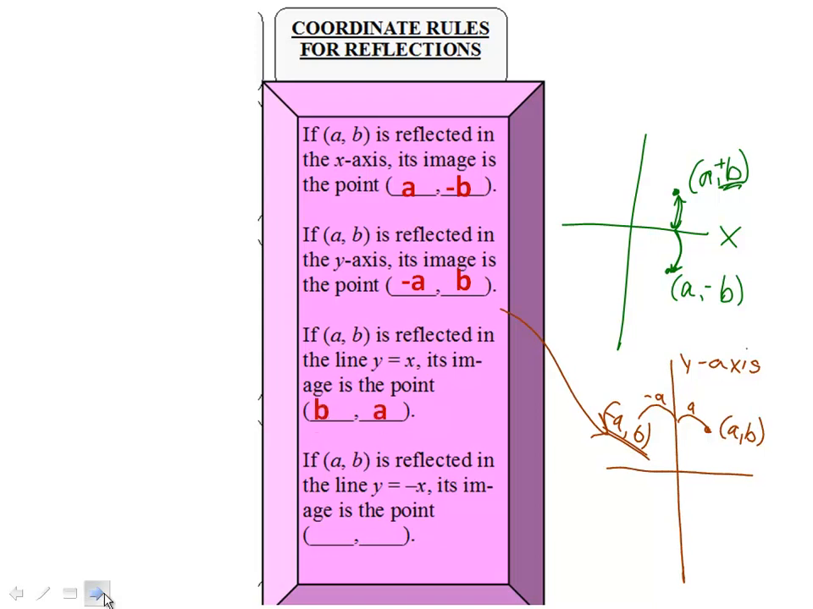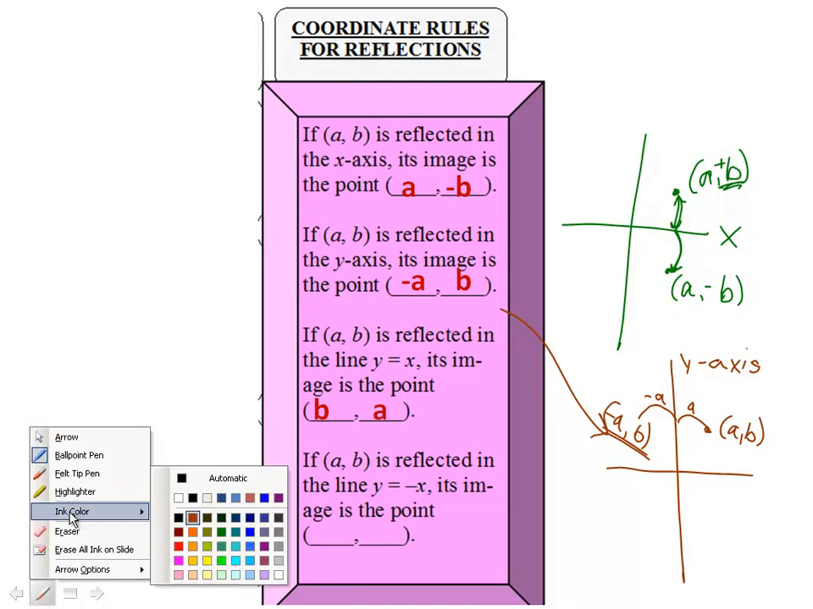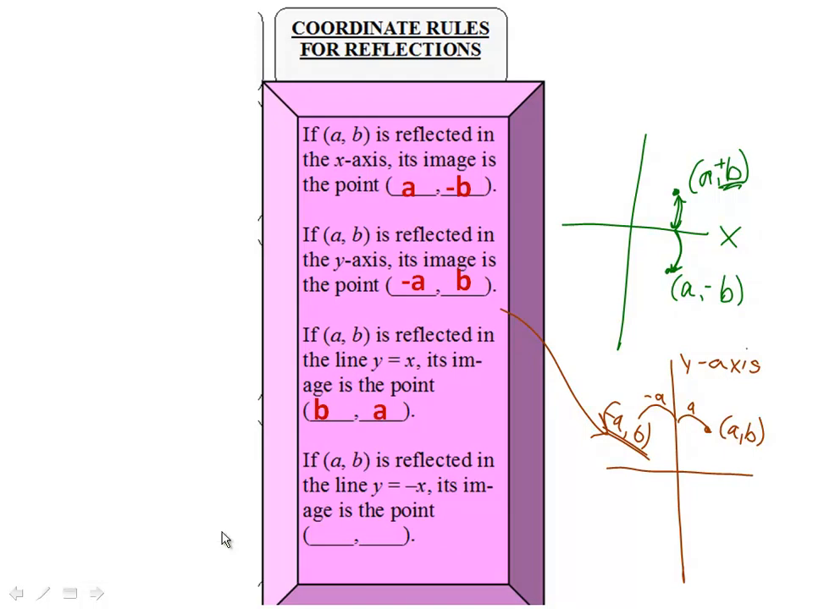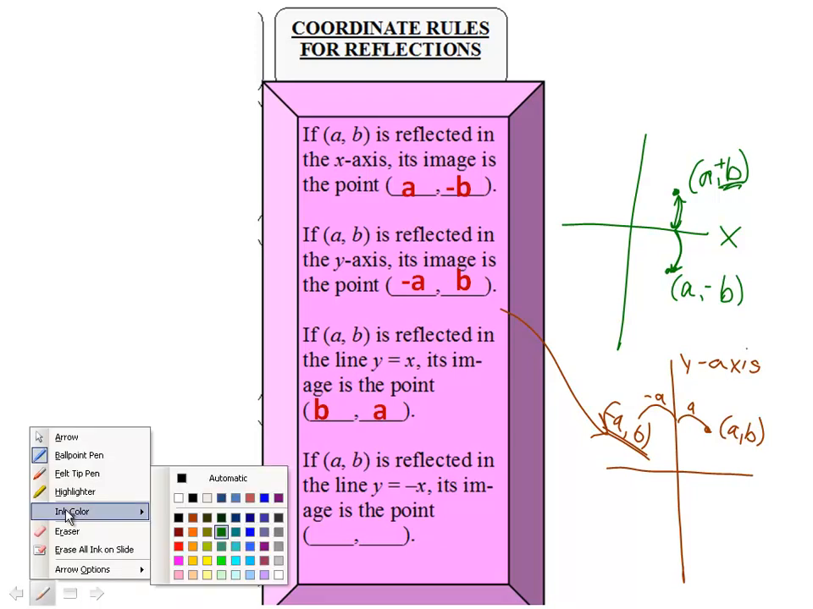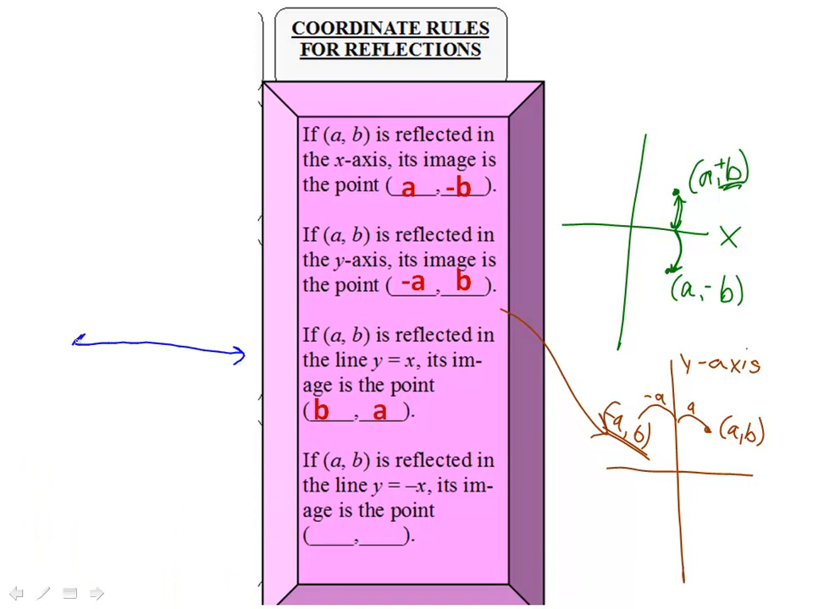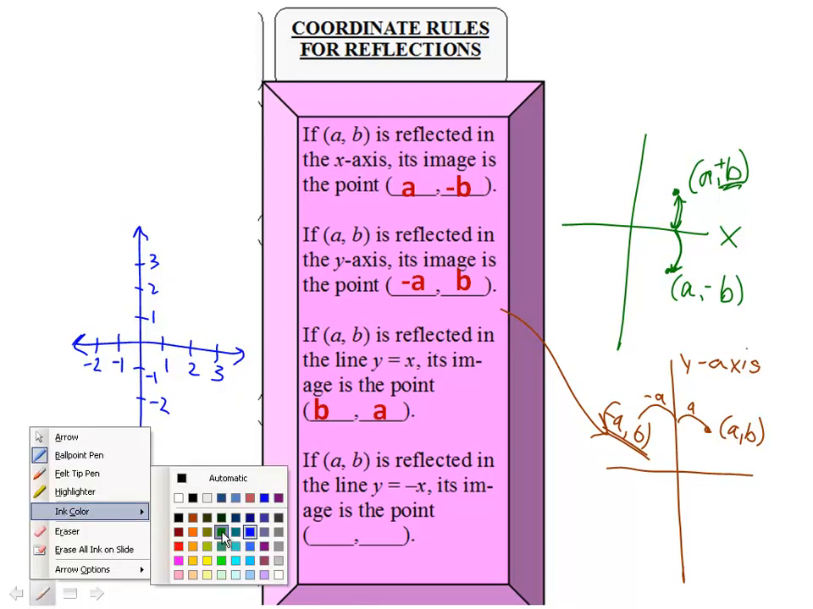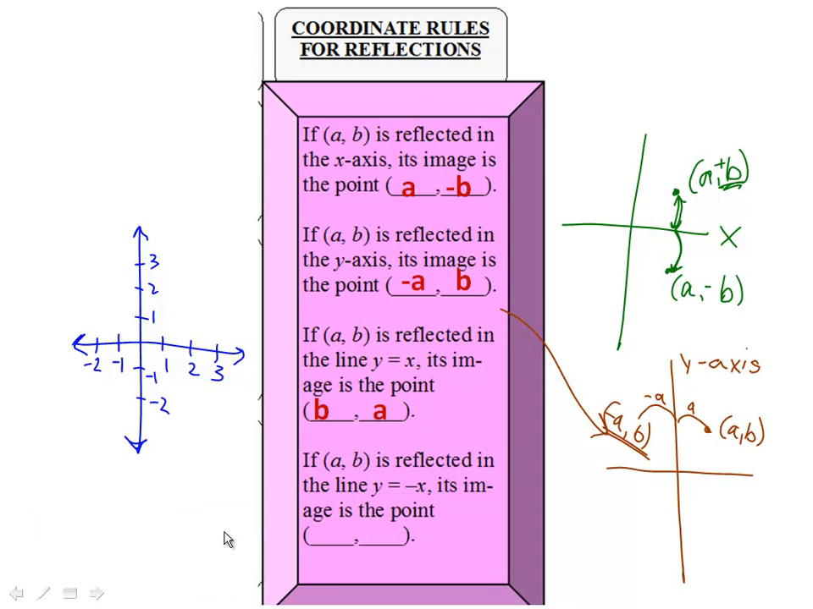If we're going to reflect it over the line y equals x, the image is the point B, A. So y equals x. This is something a lot of students wonder about, what's that line? So here's my coordinate plane. 1, 2, 3, 1, 2, 3, negative 1, negative 2, here's negative 1, negative 2. The line y equals x is the line where every x and y coordinate have the same exact value. So 1, 1. My x and y have the same value.